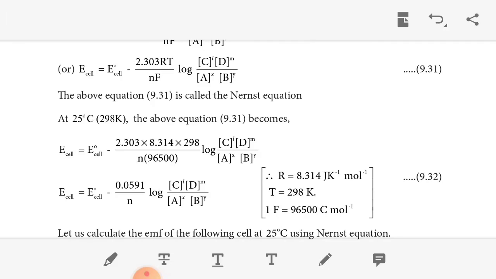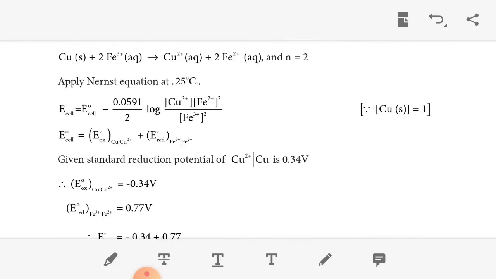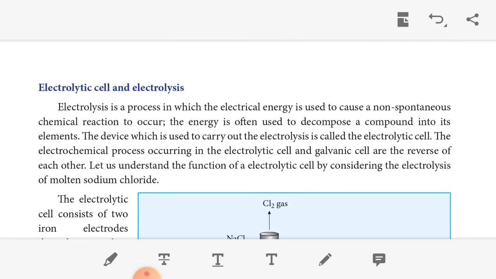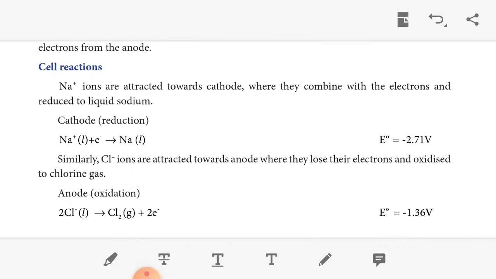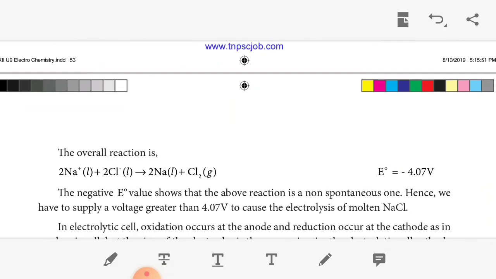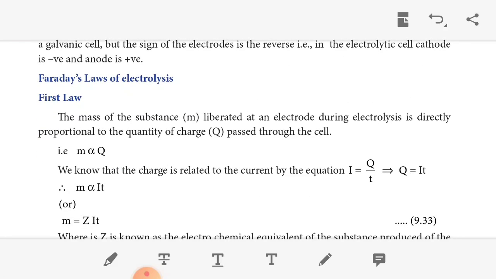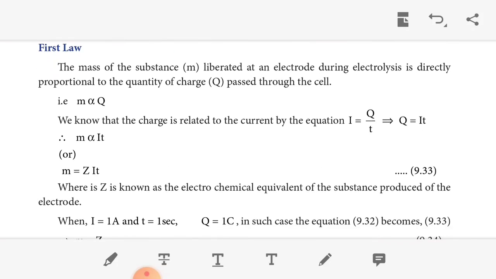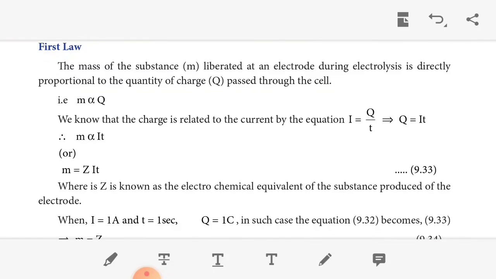Okay. The next one, state Faraday's first law and second law. It may be asked as a 2 marks or 3 marks question. You can write what Faraday's first law is and what Faraday's second law is. Faraday's first law means the mass of the substance liberated at the electrode during electrolysis is directly proportional to the quantity of charge, that is Q, passed through the cell. The equation is m is directly proportional to Q.